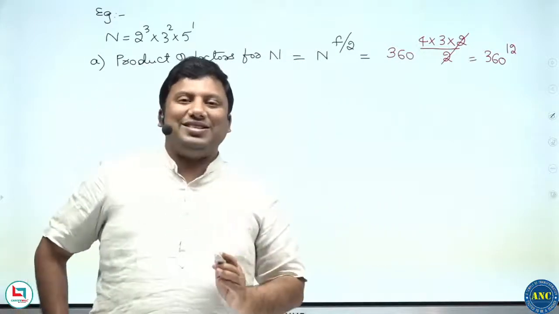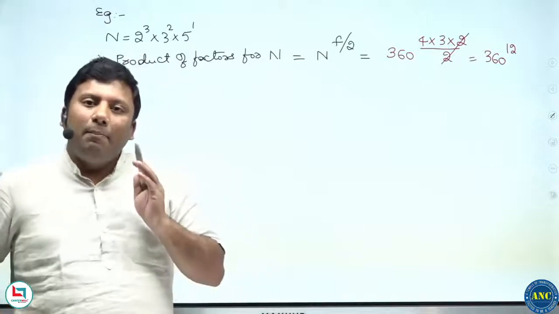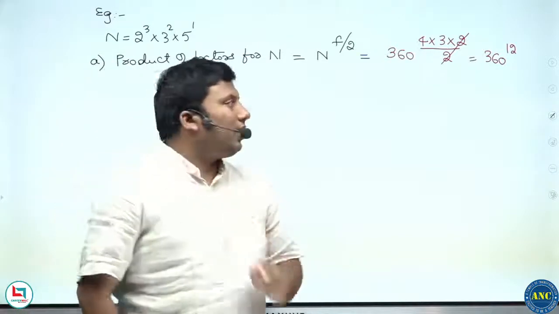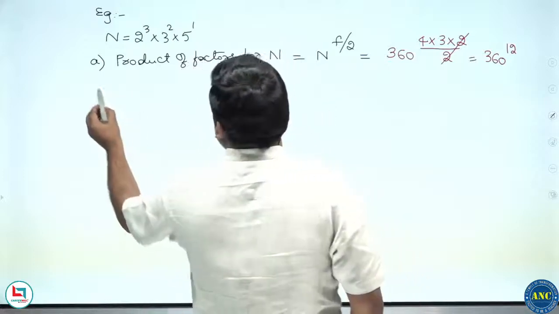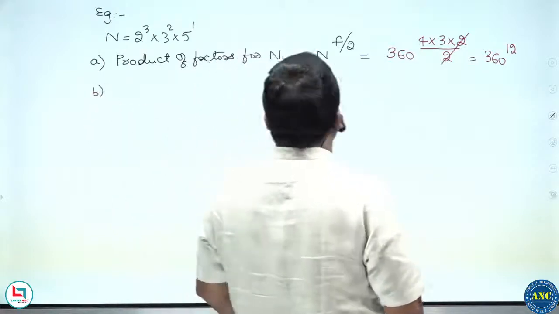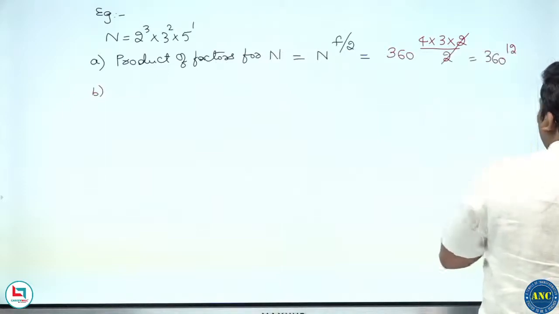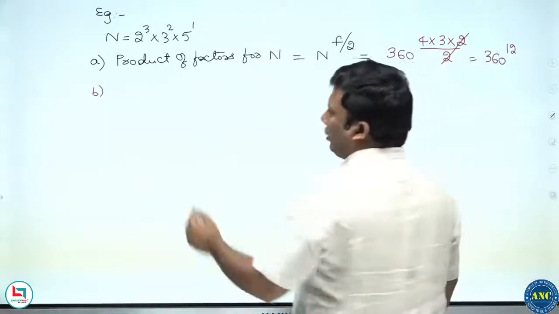Product of the factors is given by number power number of factors by 2. Second one. Once you understand, these are all very, very easy questions, sir.